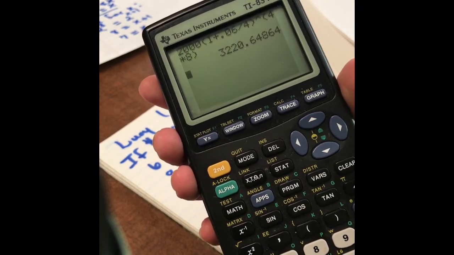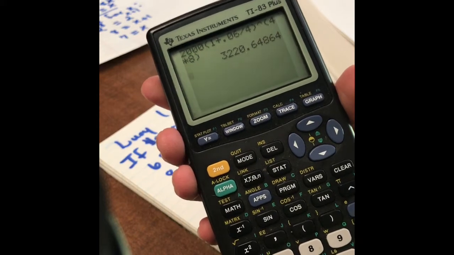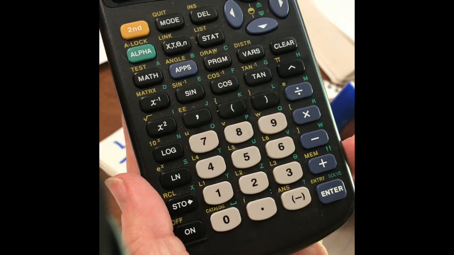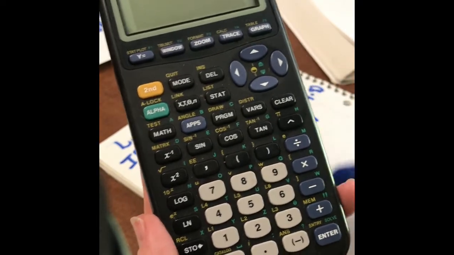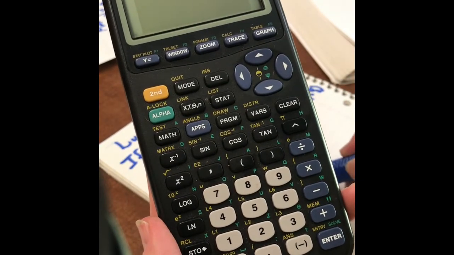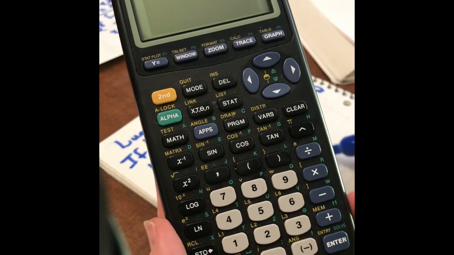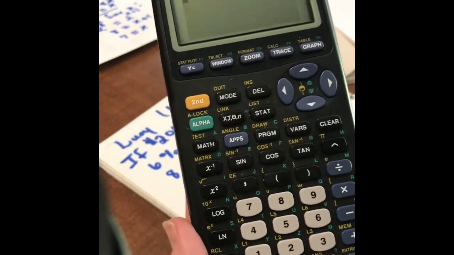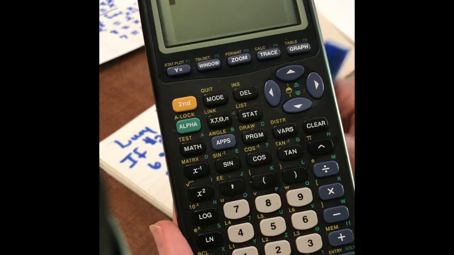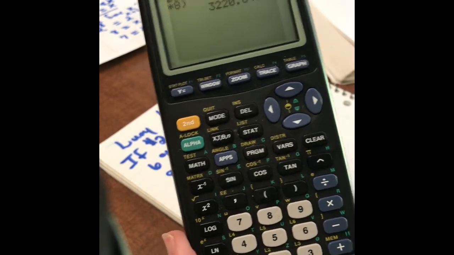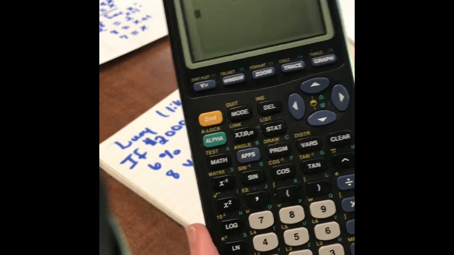So we would say the answer is $3,220.65. So the amount at the end of 8 years is $3,220.65. Always round to the hundredths place when you're dealing with money.